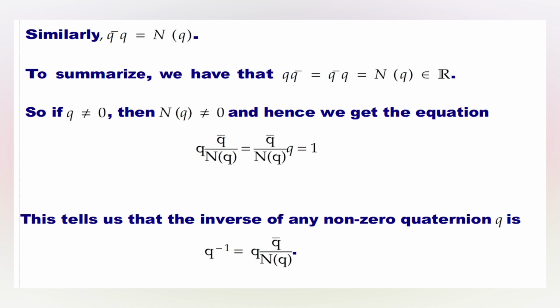To summarize, we have that Q into Q bar is equal to Q bar into Q is equal to N of Q in R. So, if Q is not equal to 0, then N of Q is not equal to 0, and hence we get the equation Q into Q bar by N of Q is equal to Q bar by N of Q into Q, which is equal to 1. This tells us that the inverse of any non-zero quaternion Q is Q inverse is equal to Q bar by N of Q.